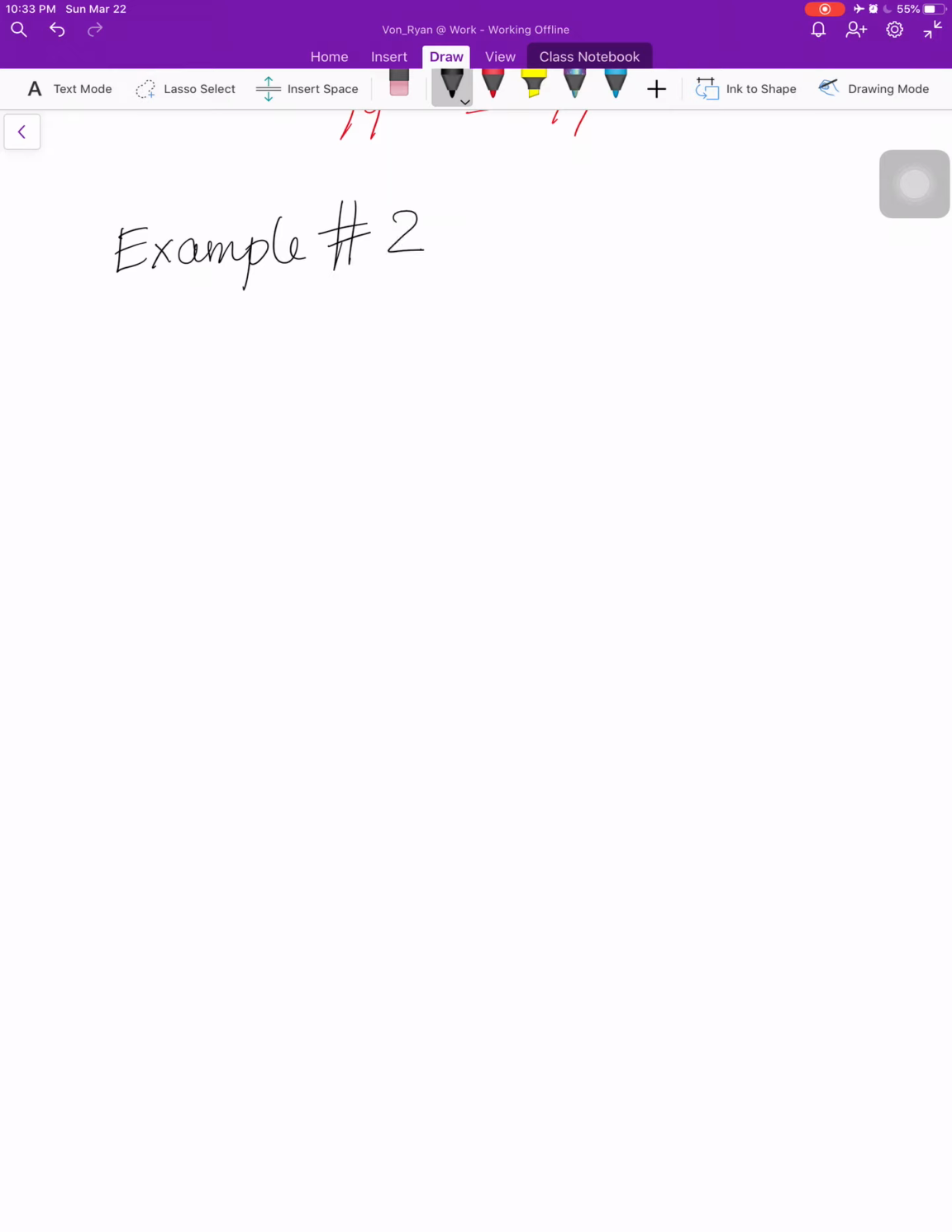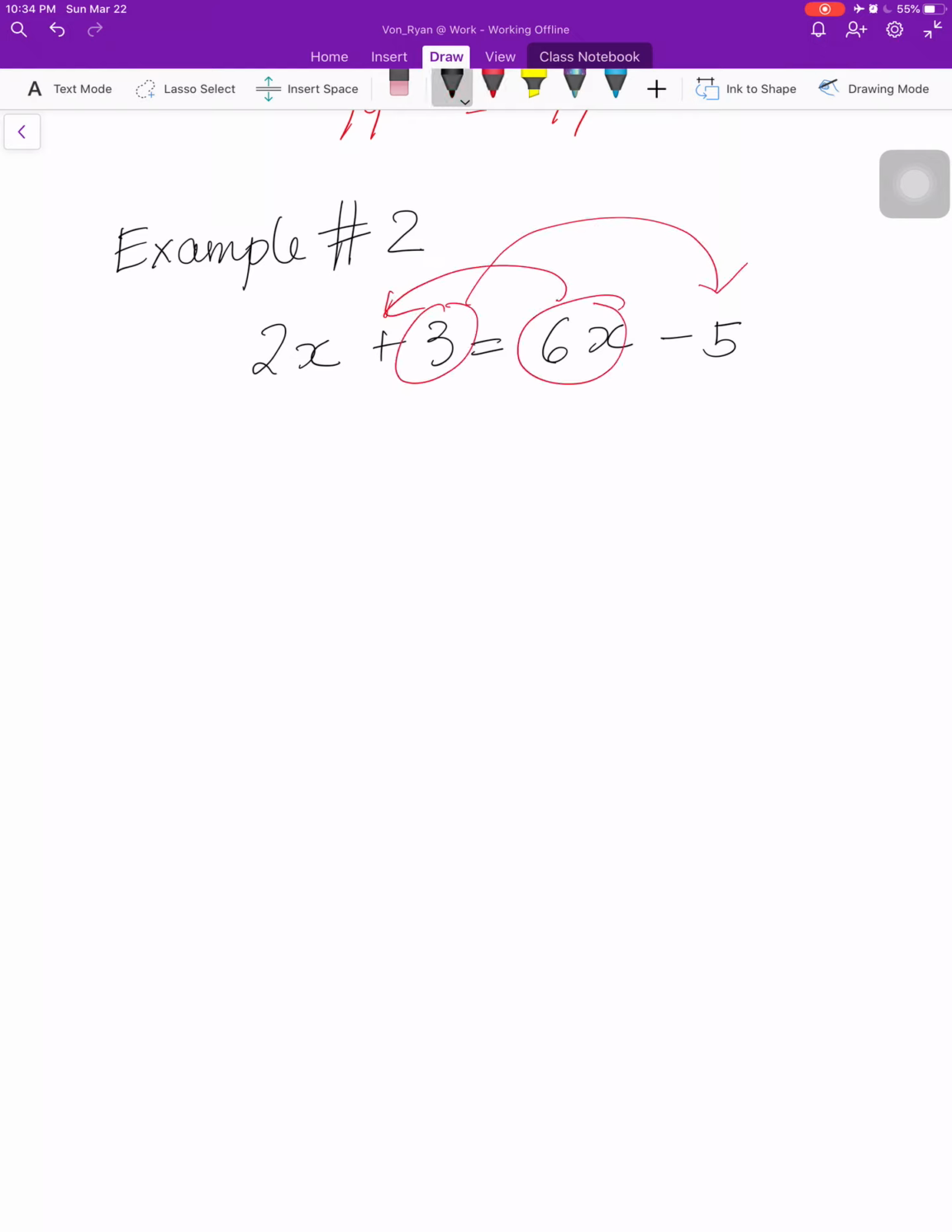Okay. Another example that we're going to use is 2x plus 3 equals 6x minus 5. Again, isolate the target variable. So I'll move 6x to the left hand side and 3 to the right hand side. And so I'm going to have 2x minus 6x, because it's plus here, so it's minus on the other side, equals negative 5. You leave that negative sign there, minus 3, because it's positive here.